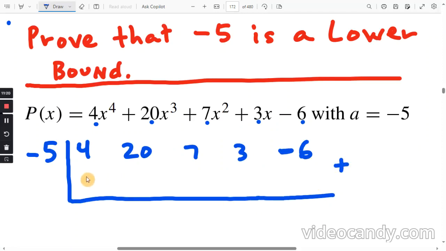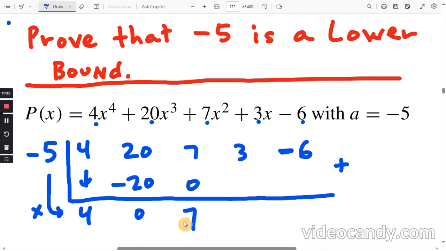All right, bring down the first term and multiply. -5 times 4 is -20. Adding, that's a 0. -5 times 0 is 0. 7 plus 0 is 7. -5 times 7 is -35. Adding, that's -32. And let's see, negative times negative is positive. 5 times 30 is 150. 5 times 2 is 10, that's 160. And adding, that's a 154.